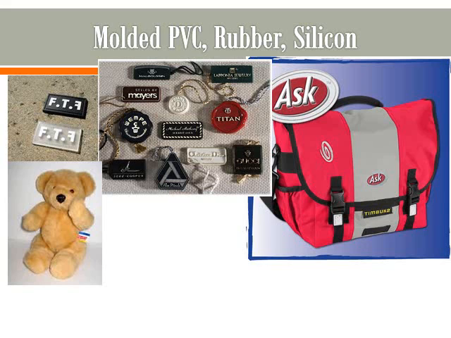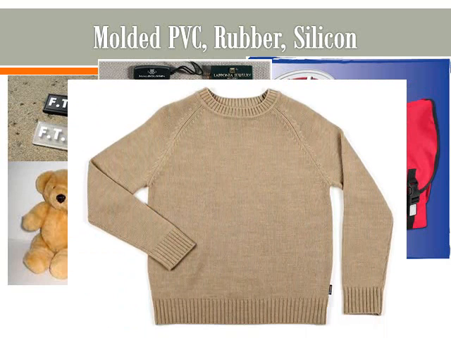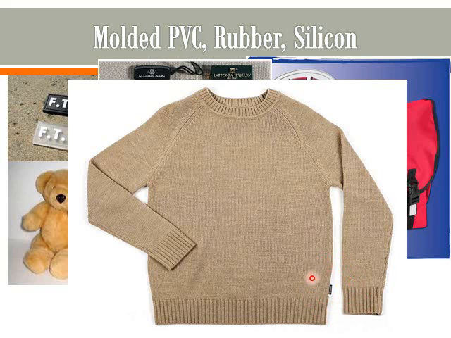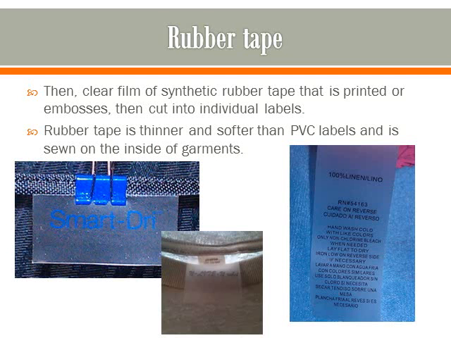So you don't typically see this in apparel a lot because they tend to be kind of heavy. Here's just another example of where you could have a lightweight one in the side seam of a sweater. But typically, if you're going to do something on clothing using rubber or synthetic, you would want to use a rubber tape. This is the clear film of synthetic rubber tape that's printed or embossed on, and then it's cut into individual labels. So rubber tape is thinner and softer than the PVC labels and is typically sewn on the inside of garments. Here's a few examples.